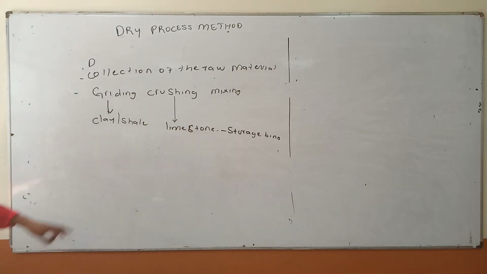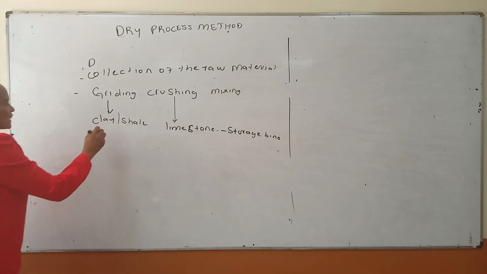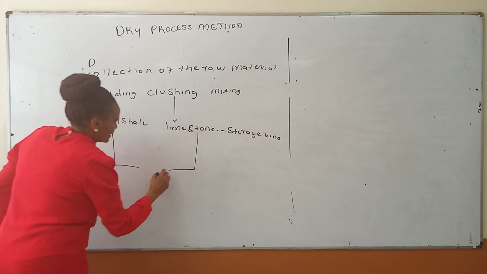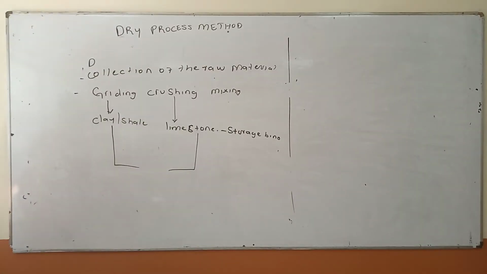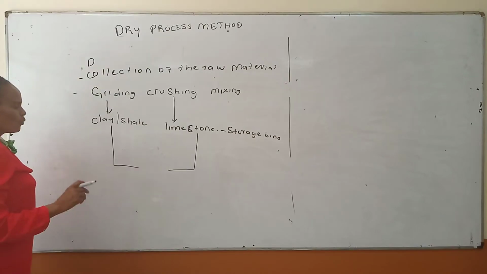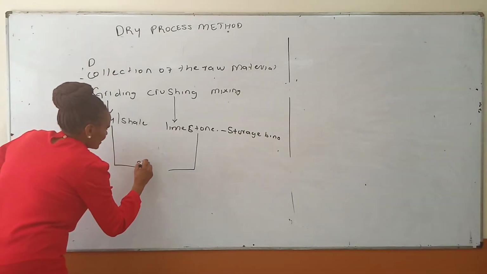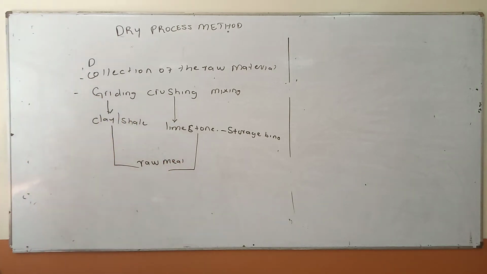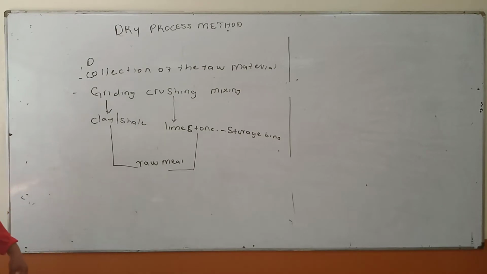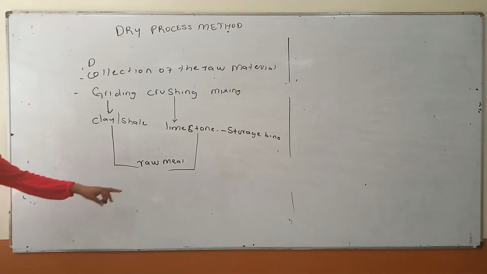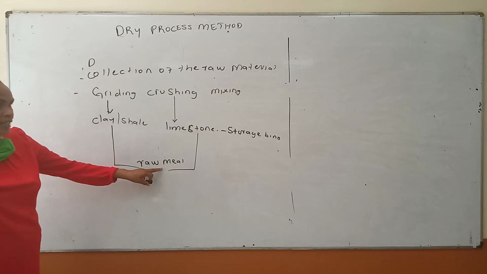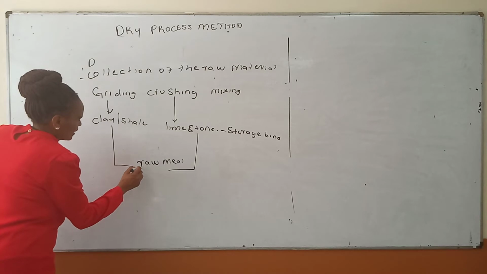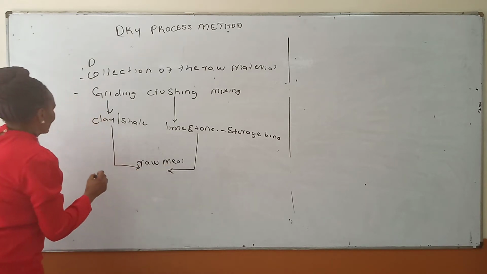After that, for this one, you do not add water, but instead you mix them while they are still dry. You mix them in a dry state, and when you mix them, you make what we call the raw meal. It is important to note that for the wet process, when you mix them, you make a slurry.